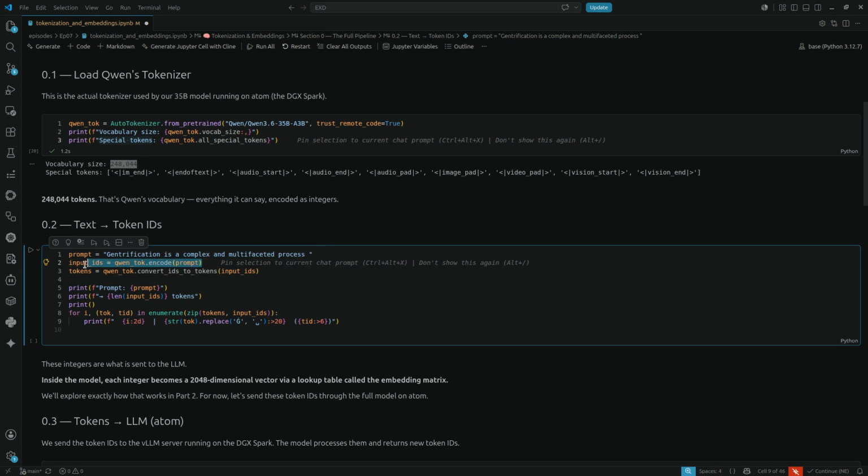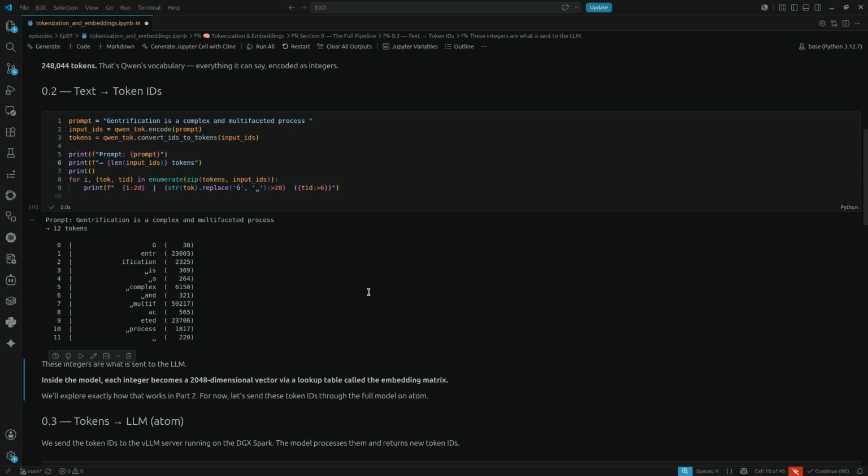Let's encode this prompt. Here we're taking the tokenizer, which we loaded over here, and we encode it. And let's take a look at what happens when you do this encoding step. What is encoding? We'll print these out. So here you go. And here we see something interesting. The word gentrification is split into G, ent, and ification. But "is" and "and", with this funny symbol ahead of them, actually means this is with a space before it, and this is with a space before it.